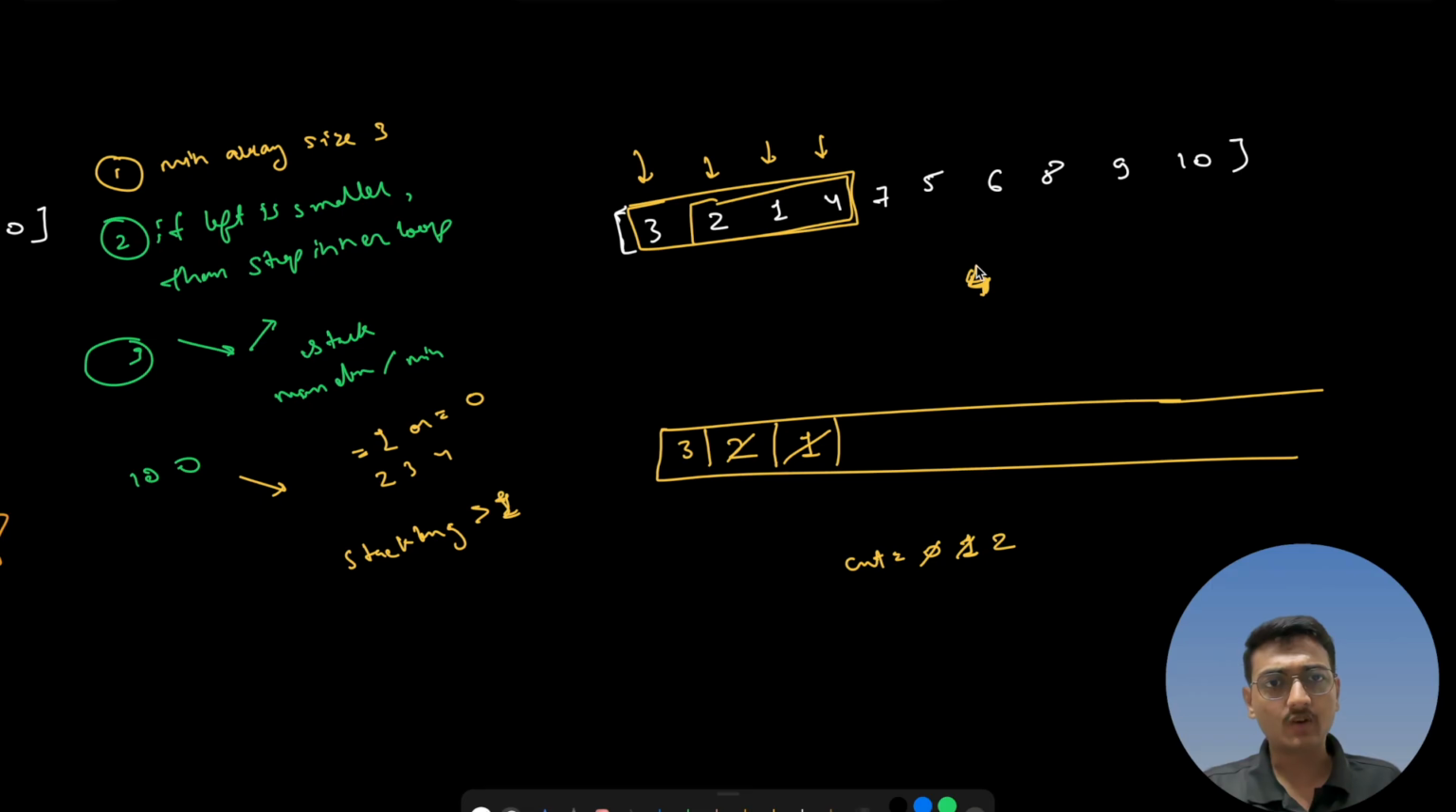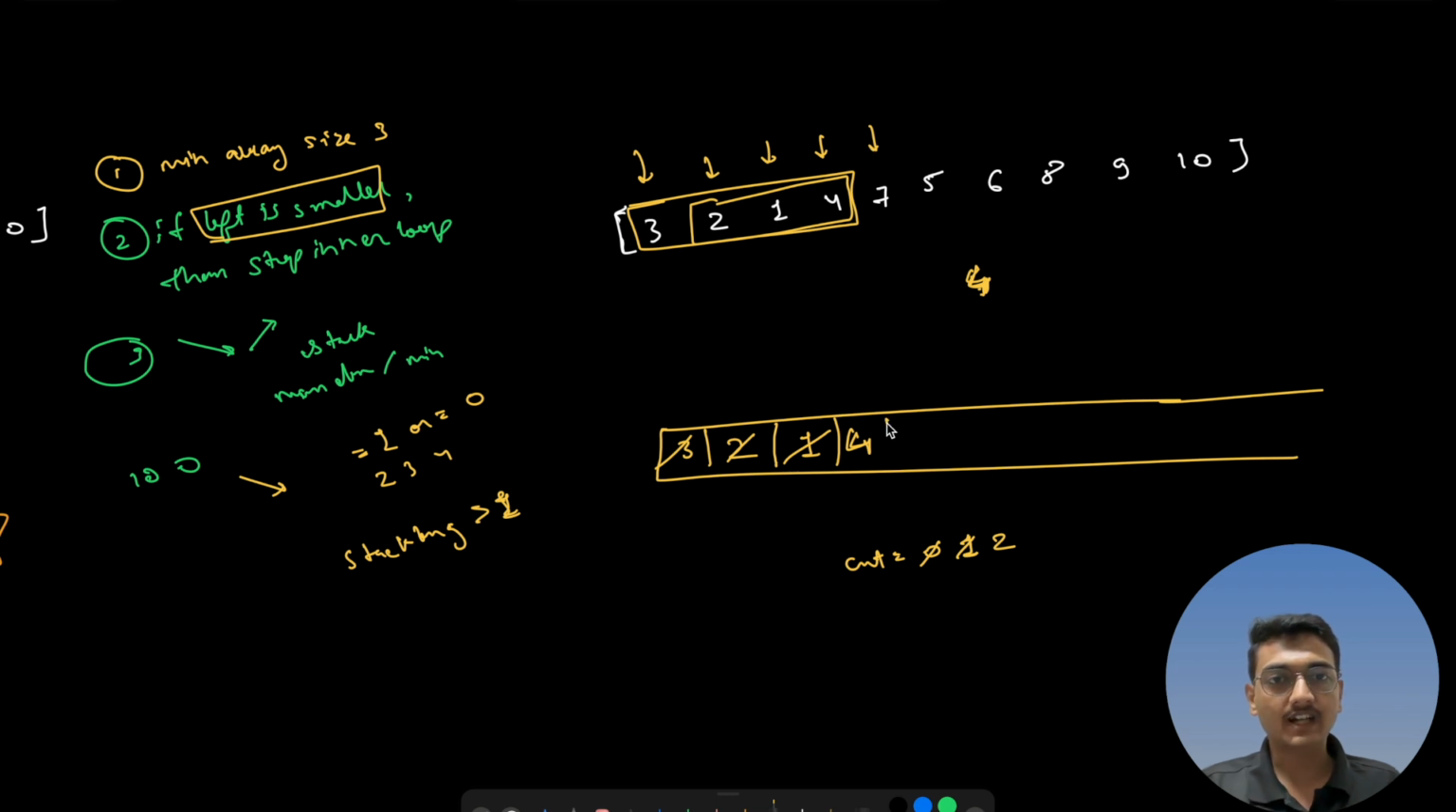Superb. Now this is 4. It's time to put 4 here. So let me put it. But before putting it, I need to check whether this 3 is smaller or greater, because we know, if left is smaller, then it will not benefit us in future. So if left is smaller, I will remove this as well. Let's say we have kept it. So again, I got a 7 here.